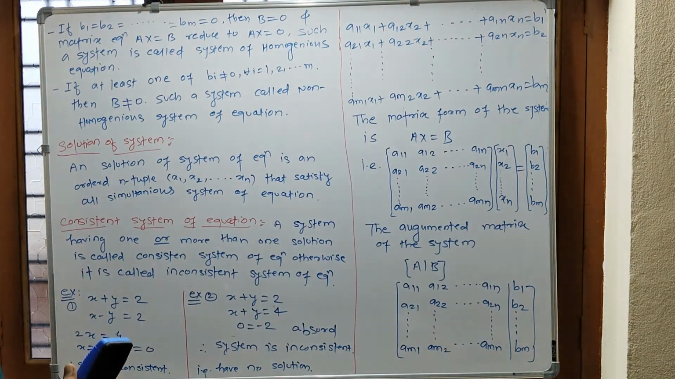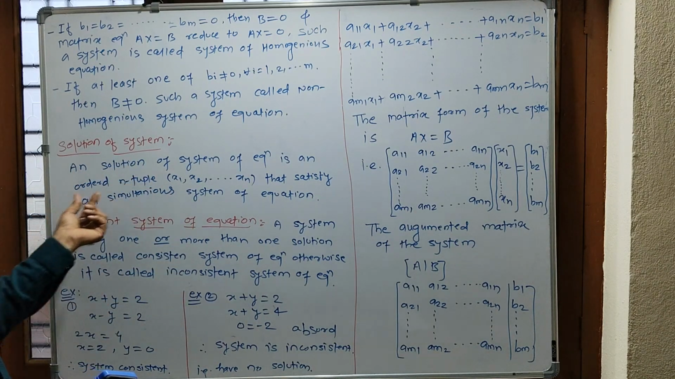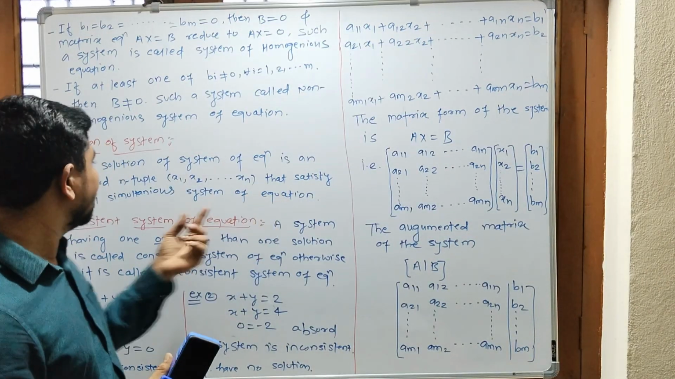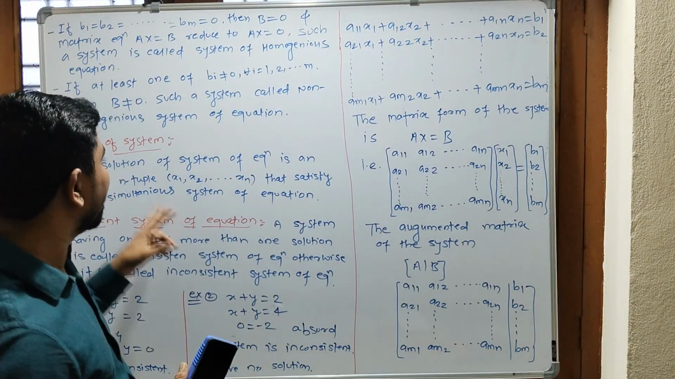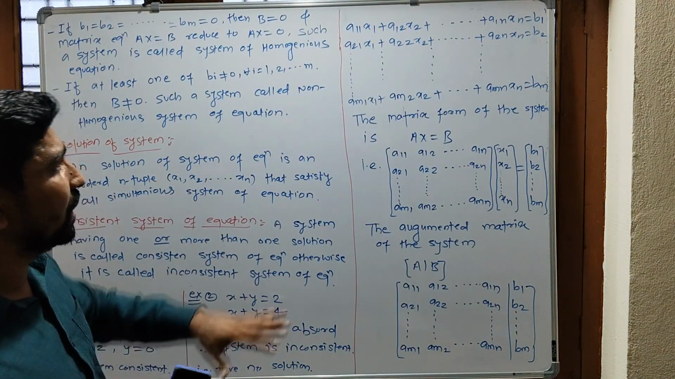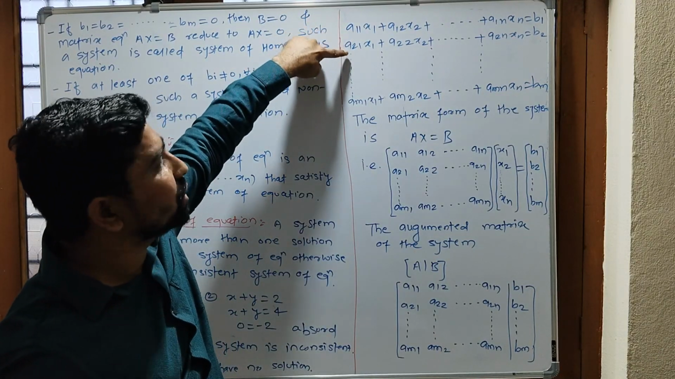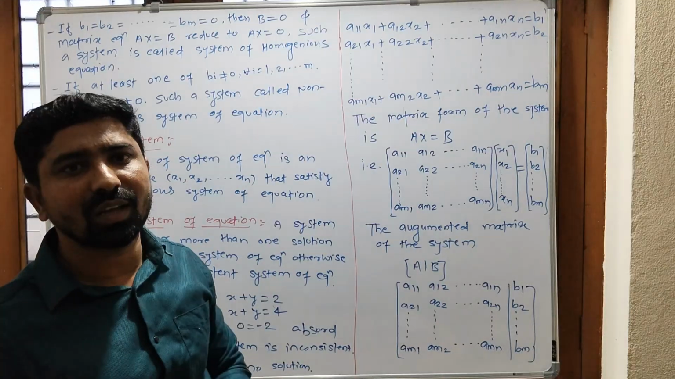Now come to the solution. A solution of a system of equations is an ordered n-tuple x1, x2 up to xn that satisfies all the simultaneous equations of the system. Means अगर x1 x2 up to xn जो भी ऑर्डर पेयर मेरा सॉल्यूशन है ये पूरे सिस्टम का, तो ये इक्वेशन 1 को भी सेटिस्फाई करना चाहिए, इक्वेशन 2 को भी सेटिस्फाई करना चाहिए, इन दिस वे इक्वेशन m को भी सेटिस्फाई करना चाहिए.